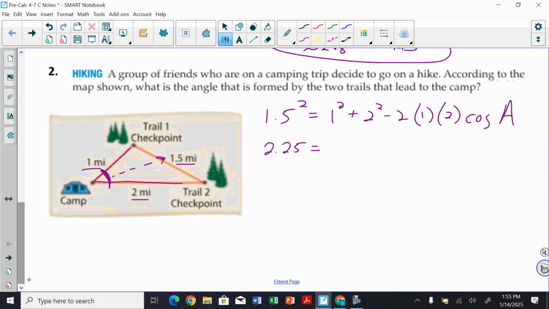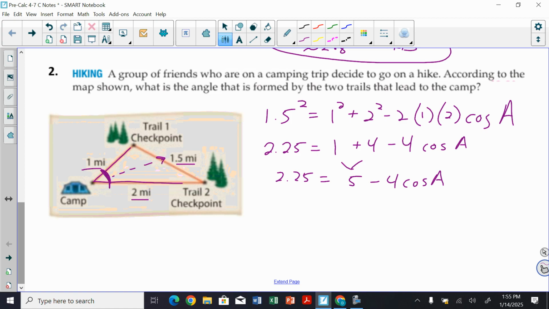So 1.5 squared is 2.25. We know that's 1. We know this is 4 when you square those. And then 2 times 1 times 2 is going to be 4. So I've kind of got a minus 4 here times the cosine of angle A. All right. These two together are going to make 5. So it's really 5 minus 4 times the cosine A.